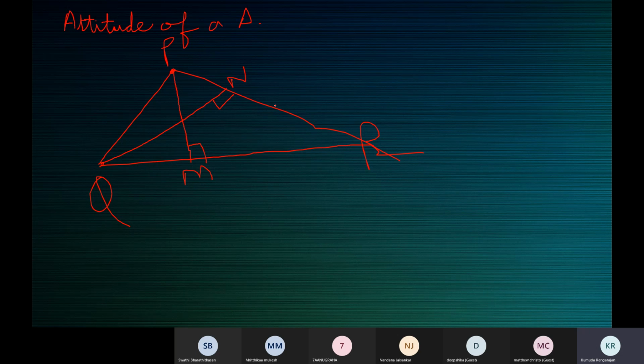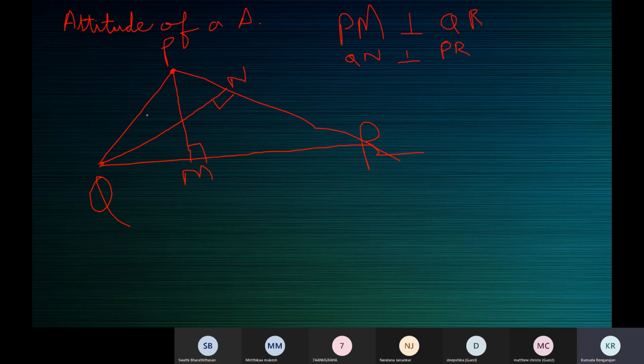And so QN is called the altitude on the side PR because it's perpendicular to that side. It's falling from the vertex perpendicular to the opposite side. So that's the altitude on PR. Symbolically we say PM perpendicular to QR. Then we say QN perpendicular to PR.